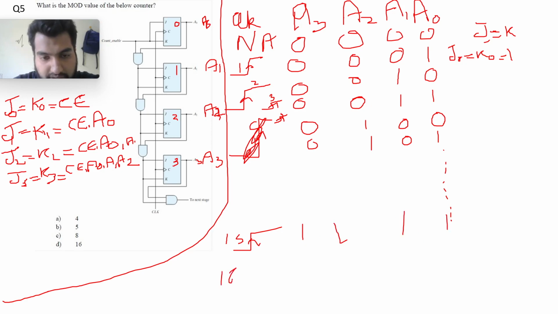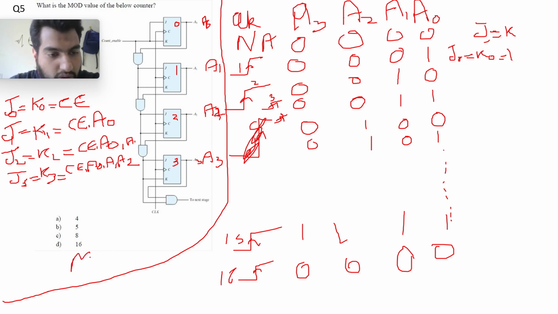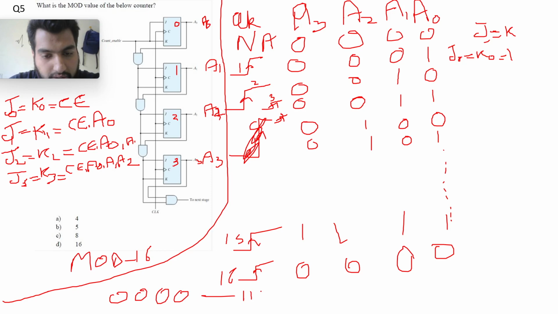And when I am giving the 16th clock pulse, my states will be 0, 0, 0, and 0, because all of them will toggle. So this is simply a mod 16 counter, because it's counting 16 states from 0, 0, 0, 0 to 1, 1, 1, 1.